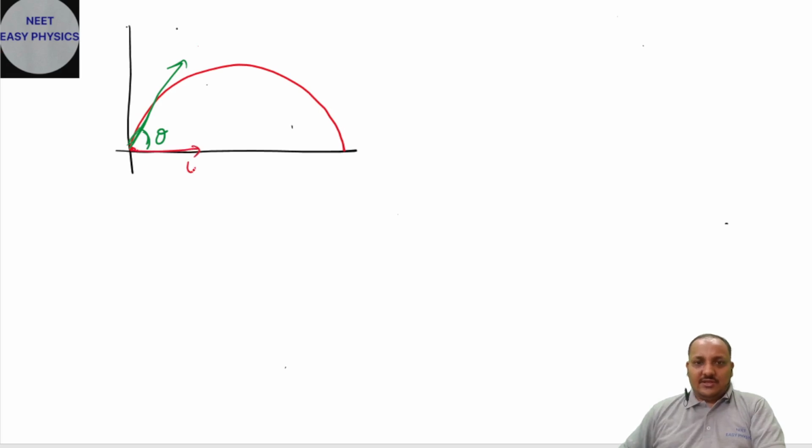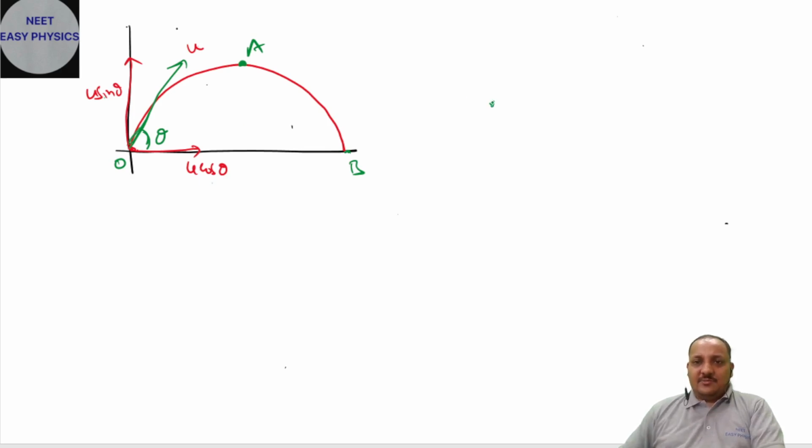one is u cos theta, another one is u sin theta, if the initial velocity is u. So after reaching maximum height, here, this is A, O, A, B. After reaching maximum height, what is going to happen to the horizontal velocity and vertical velocity?